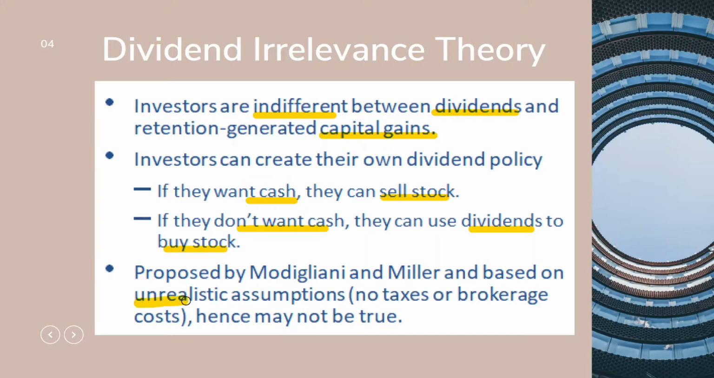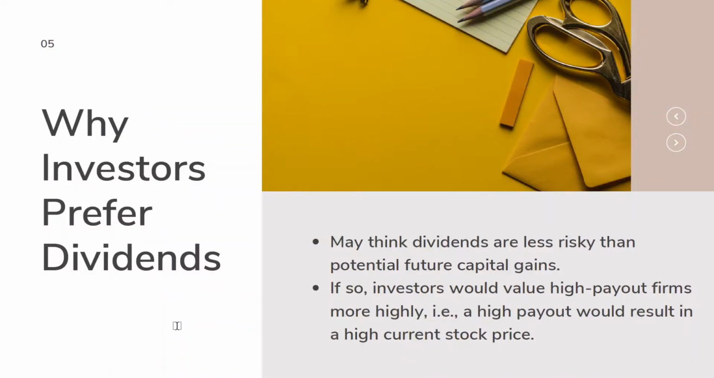However, it makes unrealistic assumptions because it assumes that there will be no taxes and no other transaction costs. Investors can buy and sell stock with no transaction cost. When it comes to a more realistic situation, we understand that investors prefer dividends. We're going to find out some rational explanations for why investors prefer dividends.